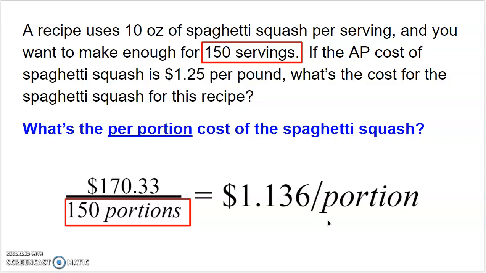So now if we want to know the per portion cost of just the spaghetti squash in the recipe, all I do is look at, I've got 150 servings, cost $170.33 for all of the spaghetti squash. So I divide by the 150 portions and find out I've got $1.136 per portion. That's just the cost of the spaghetti squash.